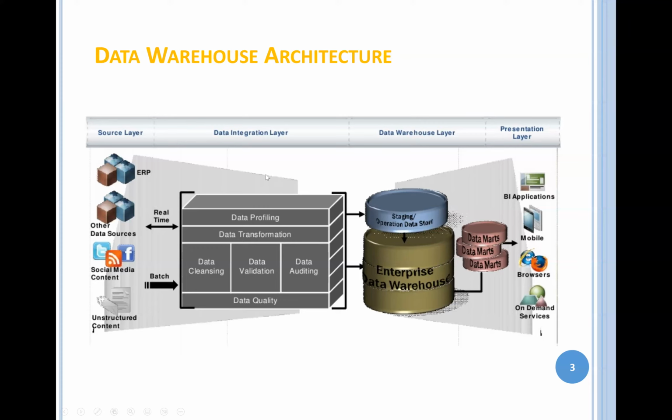So here we have the data integration layer. This is for data quality purposes. We do the data profiling, which is nothing but summarizing the data for a lot of quality analysis. We can do data transformation, data cleansing, data validation, data auditing, data quality. These come under data quality. In many projects we will have a data quality system. You might have heard about IDQ, so we might be using IDQ for data quality and data profiling.